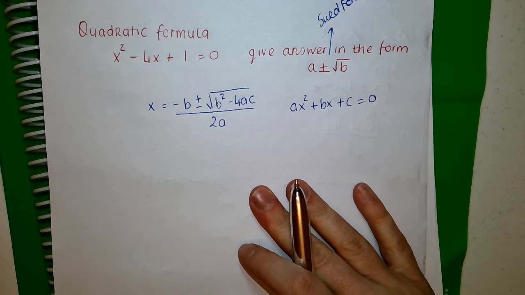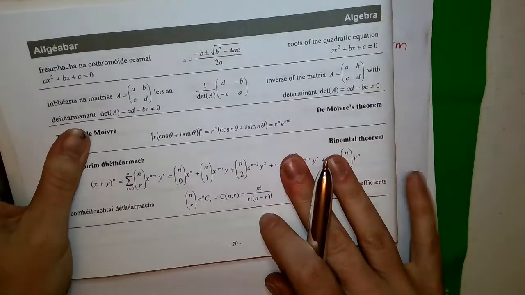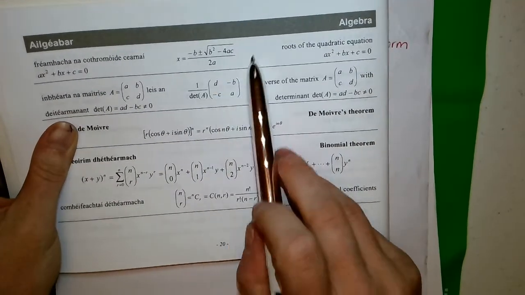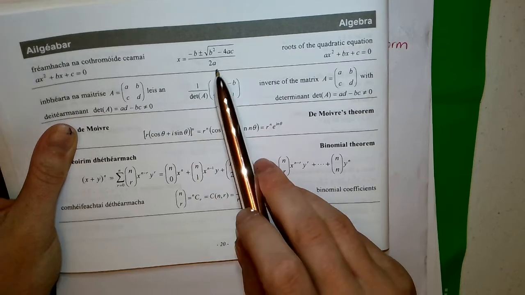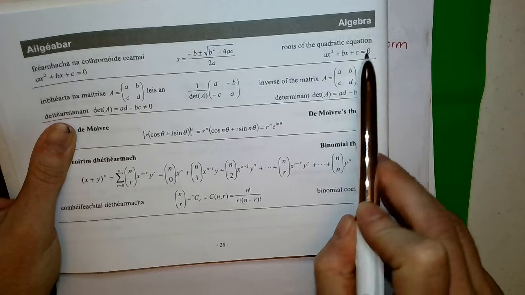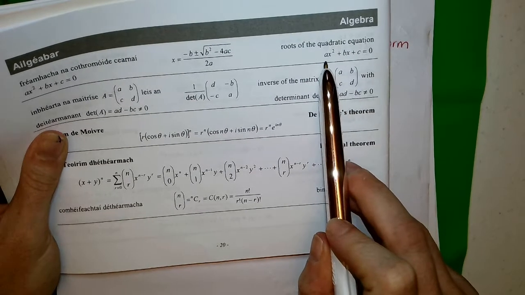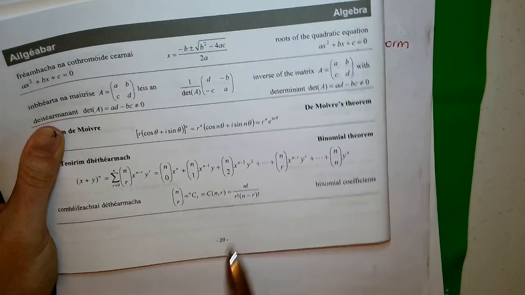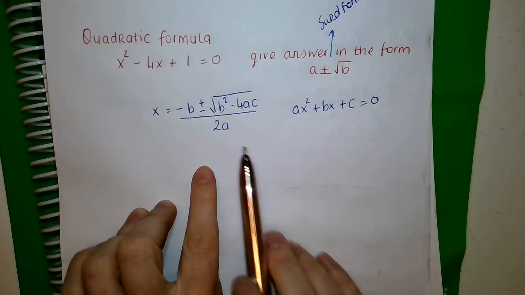Okay, so in the exam this quadratic formula will be given to you here, and it gives you the formula and it also gives you this piece of information which is really helpful. This tells you how to find the value of a, b and c. So I've just rewritten it out here.